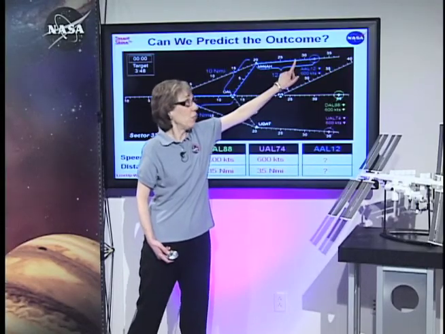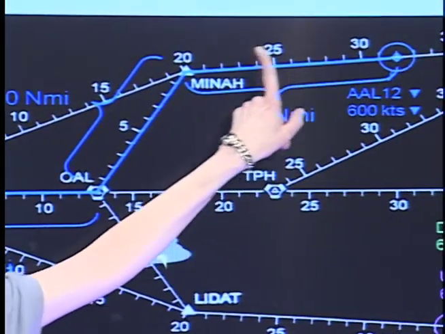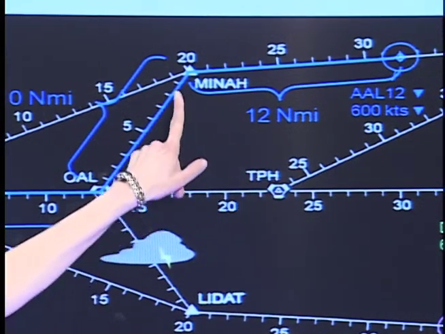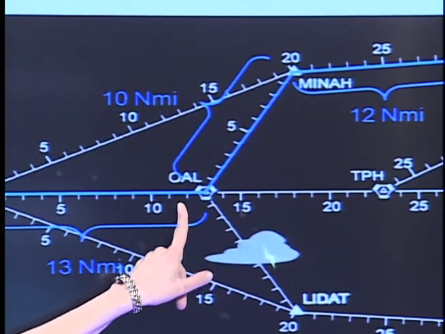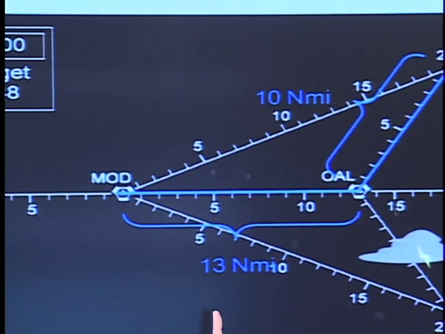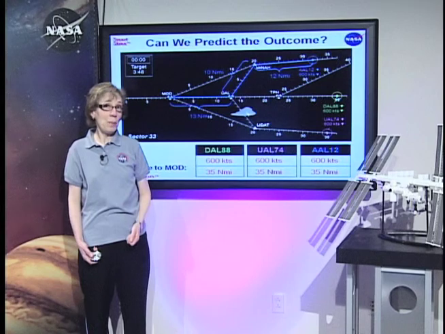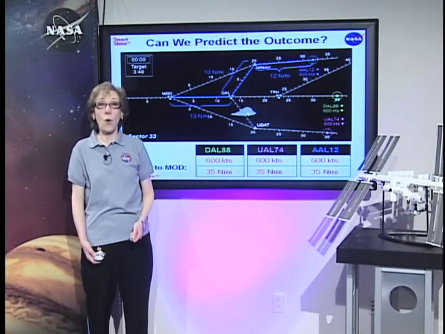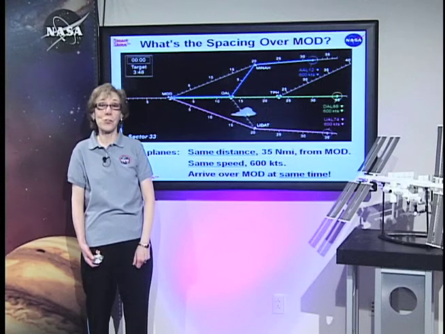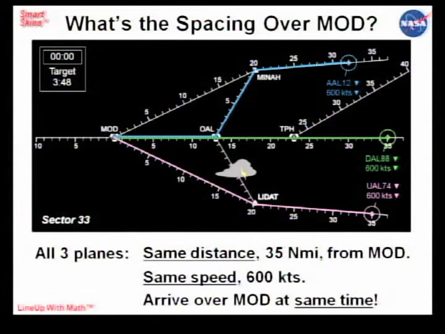If we count the segments that American flies to Modesto, we see that from the American to Mina is 12 nautical miles, from Mina to Coaldale is 10 nautical miles, and from Coaldale to Modesto is 13 nautical miles. Altogether, that's 35 nautical miles. So now we've seen that all three planes are flying at 600 knots. All three planes are 35 nautical miles from Modesto, and that means they will arrive over Modesto at the same time, and you saw that happen. So obviously, this is not acceptable. How do we solve the problem?